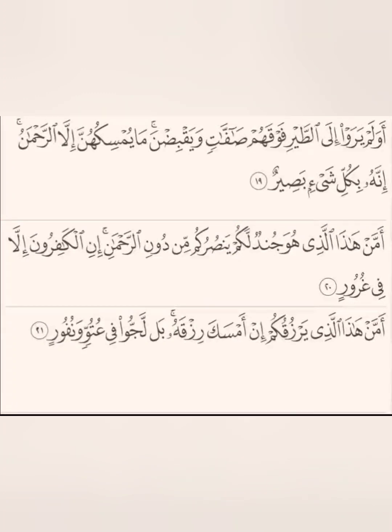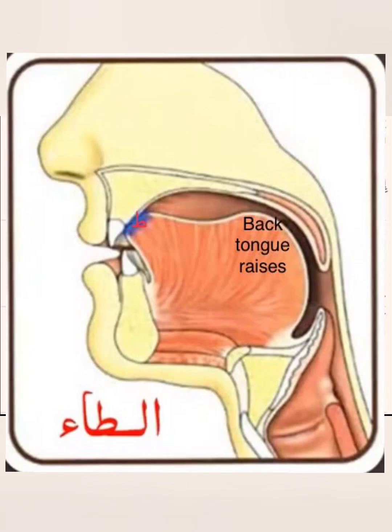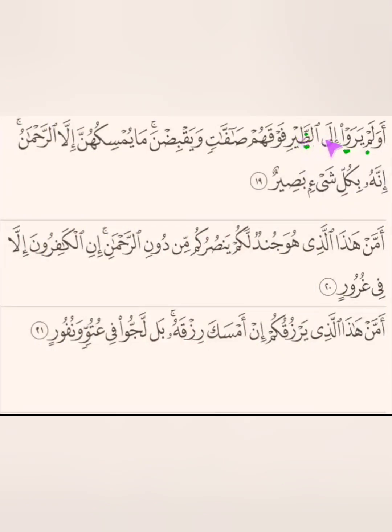So, awalam, don't shake the meem. Yaraw, yaraw, ra is heavy and it's yaraw. Okay, lean sound. Ila tayr, ila tayr. Remember ta, we did ta before but we did not practice it properly. Ta is a heavy letter, make it heavy and don't forget this shadda. Ila tayr. Okay, look, there's no shadda here, so you will not say illa tayr.